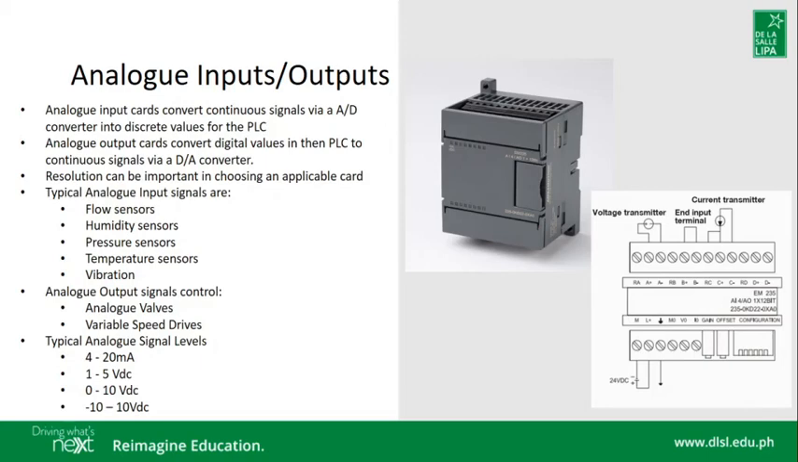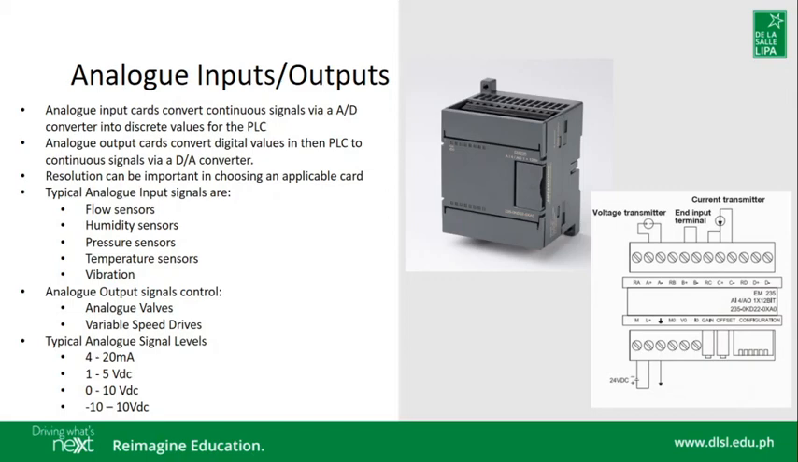Typical analog input signals are the following: flow sensors, humidity sensors, pressure sensors, temperature sensors, or even vibration. If you would notice, these kinds of sensors are being used in our industrial process control. An analog output signal controls analog values such as, let's say for example, dimming of lights, to as high as variable speed drives that control the speed of a particular motor.